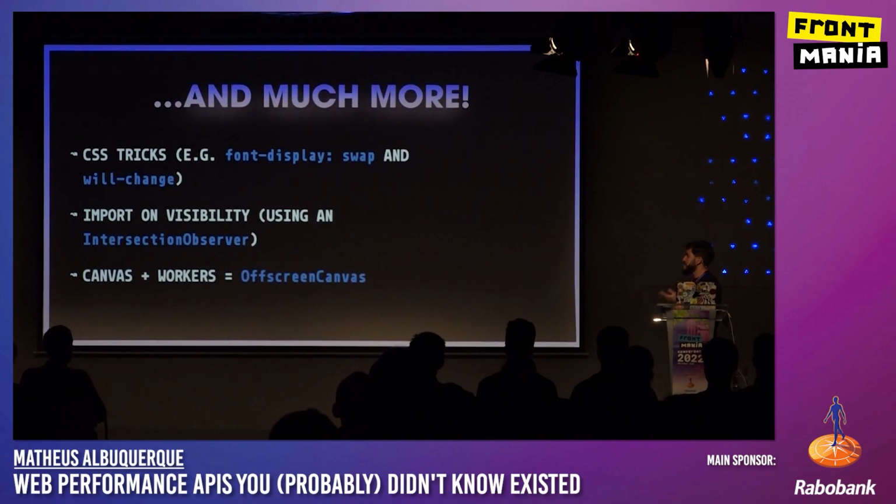But there's even more stuff out there. There are things we can do with CSS, for example. We can use font-display swap to optimize how our fonts are loaded for users. We can use will-change to optimize animations and transitions. We can use APIs like IntersectionObserver to dynamically load something only when it's visible to the user. Or if we have heavy processing happening on canvas, we can use OffscreenCanvas on some browsers, and much, much more.